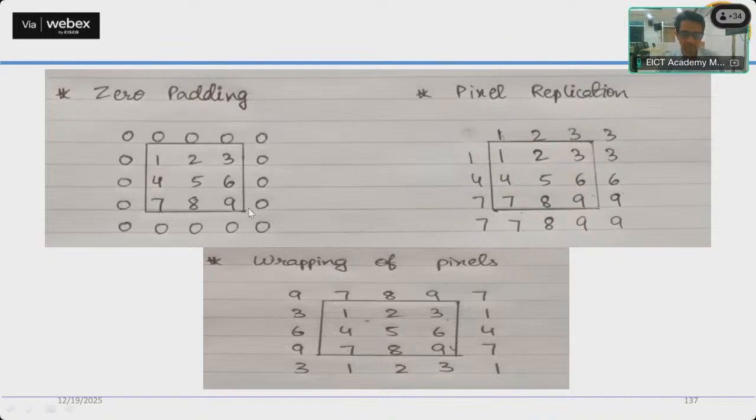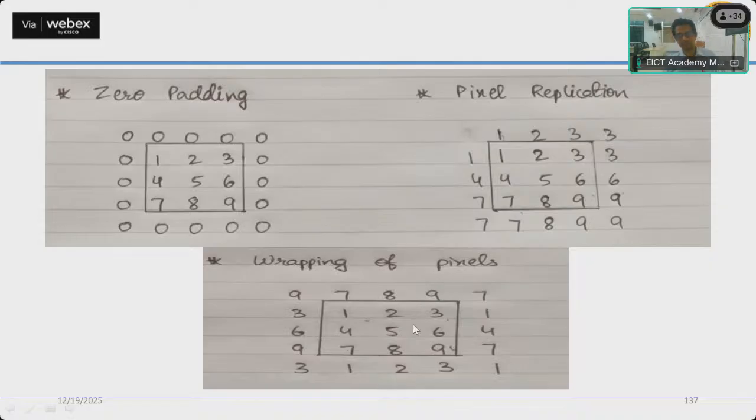Zero padding means you add a zero. What do you mean by pixel replication? For example, when pixels are missing here, and this mask is there, you can write the values in this way: 1, 4, 7, 7, 8, 9. Here also you are writing one, and here also you are writing one.